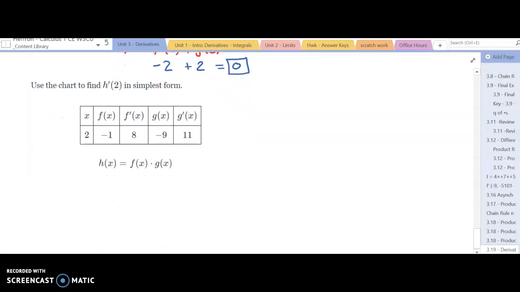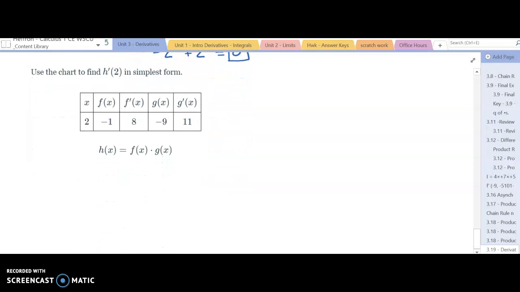And here's yet another example in that same grouping. This time we have two functions multiplied. Well, there's our product rule. That's our p prime q plus our q prime p, or in this case, we could think of it as f prime at 2 times g of 2 plus g prime of 2 times f of 2.